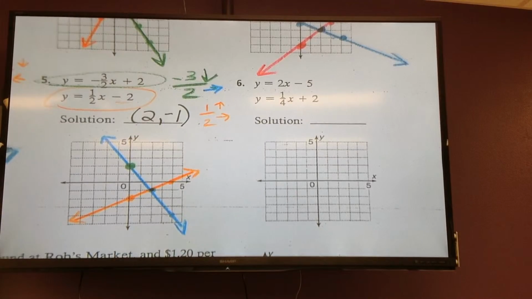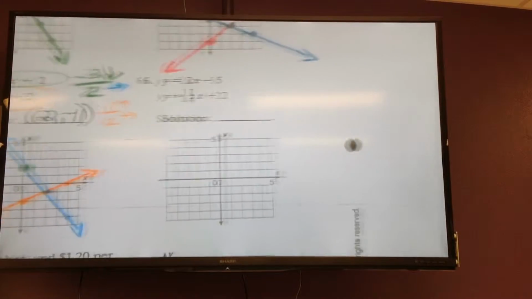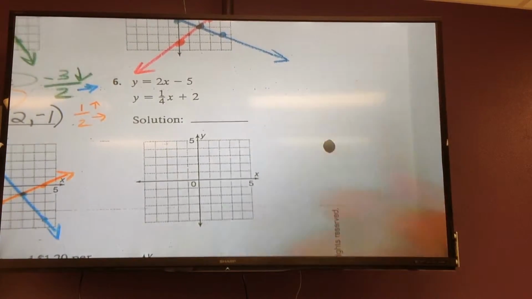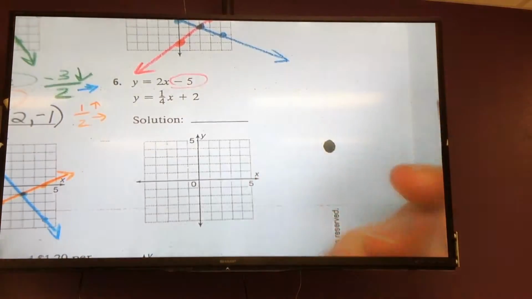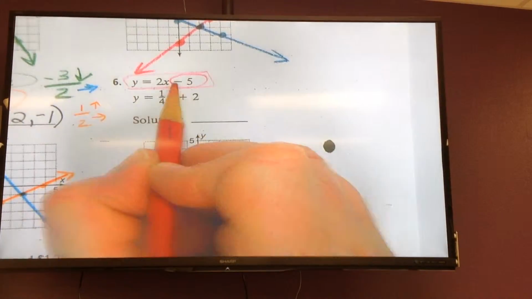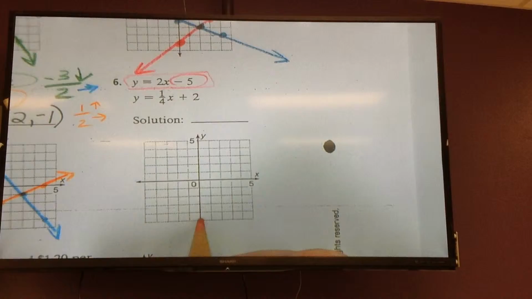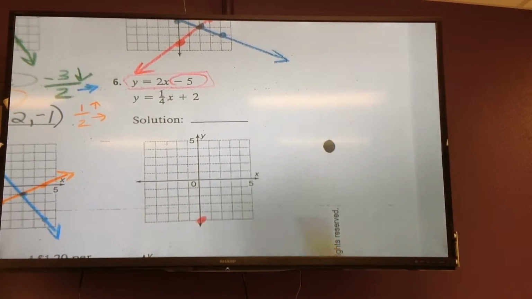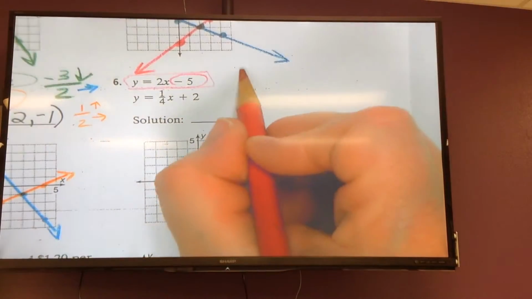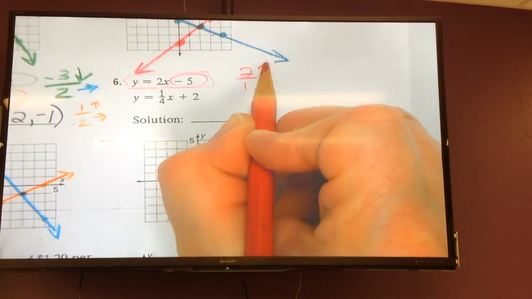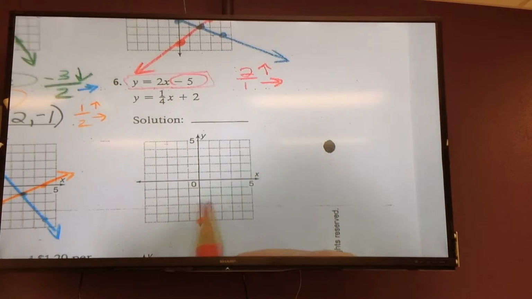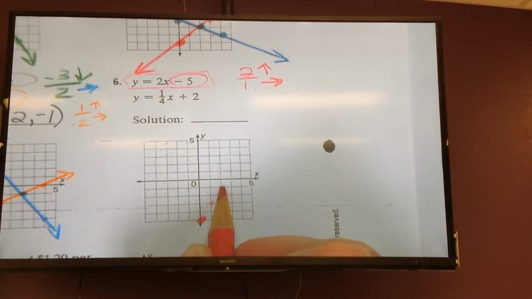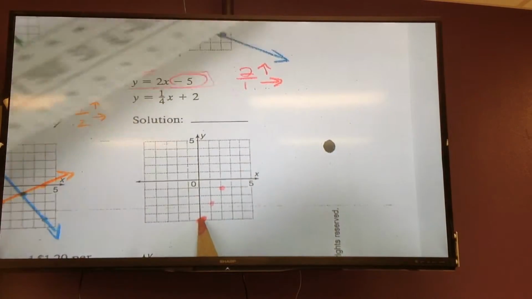Number 6. We need to graph this equation right here first. The y-intercept is -5, which would be right here where it crosses the y-axis. The slope is 2, so we could write it as 2 over 1, up 2 to the right 1, up 2 to the right 1. Connect those dots.